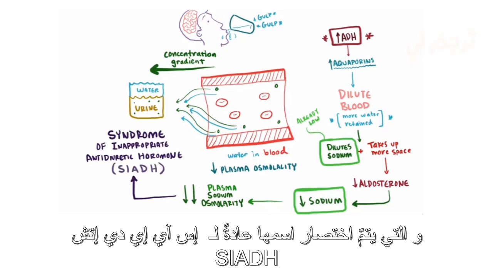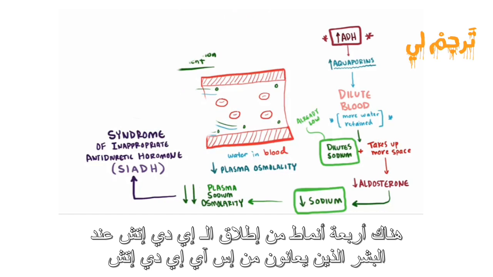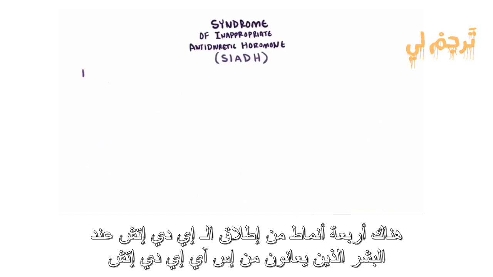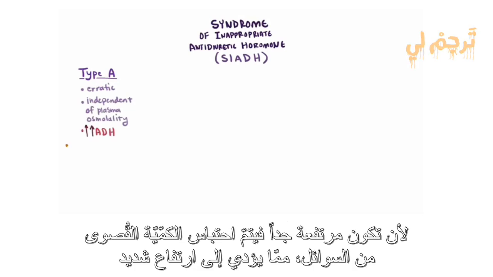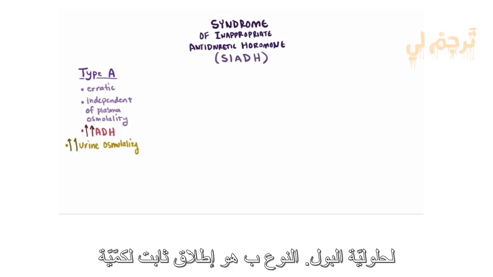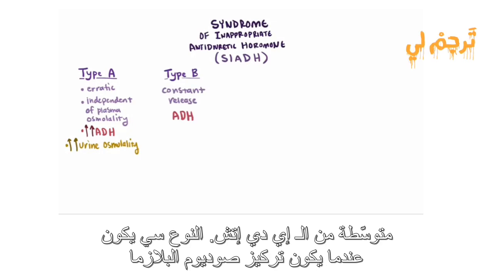And this whole fiasco we just talked about is called syndrome of inappropriate antidiuretic hormone, or sometimes just shortened to SIADH. There are 4 patterns of ADH release in people with SIADH. Type A is completely erratic and is independent of the plasma osmolality. ADH levels tend to be very high, so the maximum amount of fluid is retained, causing urine osmolality to be very high as well.